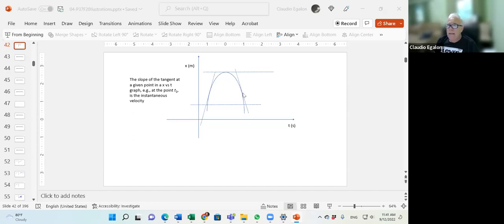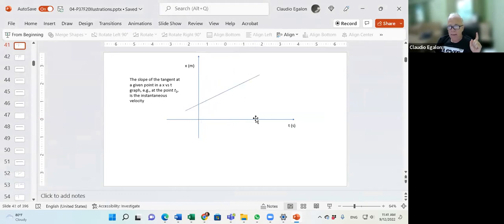Note that in this specific example, the instantaneous velocity is changing as time goes by. That's one type of motion, like I mentioned in the lecture today. Here's another type of motion in which the instantaneous velocity is constant. So depending on the type of motion, the instantaneous velocity may or may not be constant.